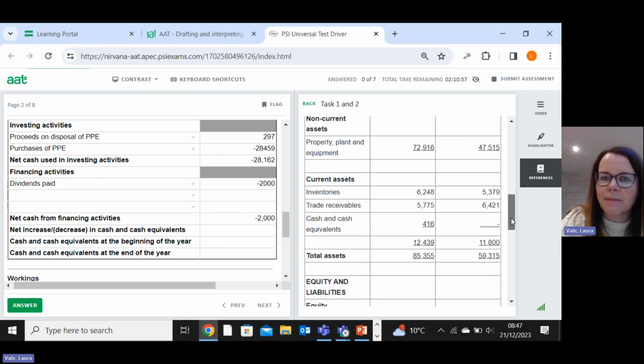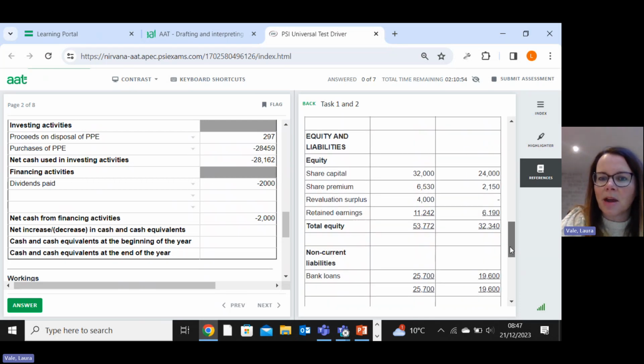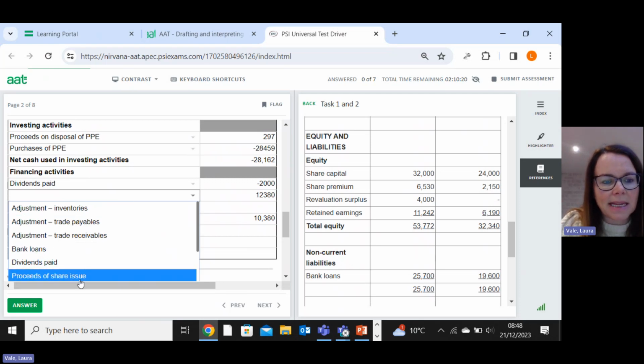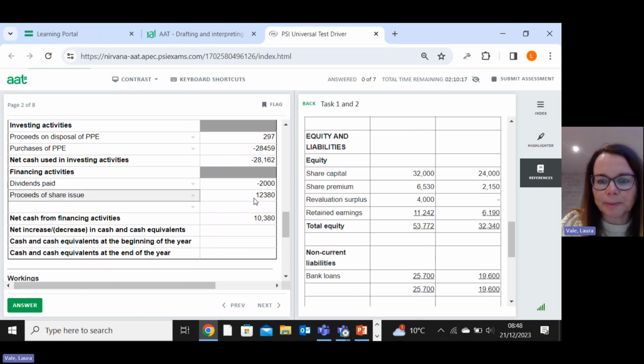Then I look at my statement of financial position. So share capital, yes, there has been some shares issued, and we have to collectively look at the capital and the premium here. So 32,000 plus 6,530 is what I've got now. And then if I subtract the 24,000 and subtract the 2,150, that gives me a difference of 12,380. Now that needs to be a plus number because that is me selling shares. So I've got money flowing in.